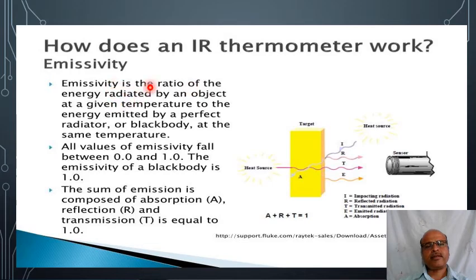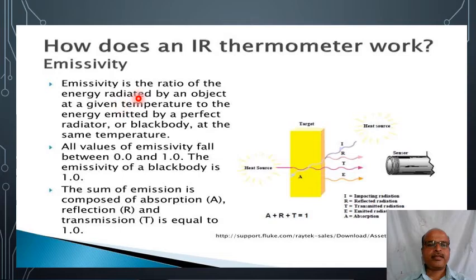Emissivity is a basic property. Emissivity is the ratio of the energy radiated by an object at a given temperature to the energy emitted by a perfect radiator or black body at the same temperature. So with a heat source and a target, we can say I is the impacting radiation, R is the reflected radiation, T is the transmitted radiation, E is the emitted radiation, and A is the absorption. This concept is important.